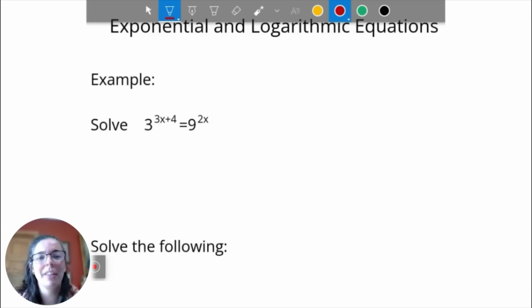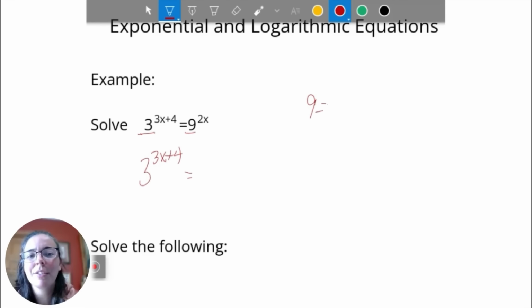All right, exponential and logarithmic equations. So a few examples of things you need to know. Let's try to solve 3 to the 3x plus 4 equals 9 to the 2x. In order to do this, we need the same base. So 3 to the 3x plus 4 equals, and 9 can be written as 3 squared. So this is the key to this question.